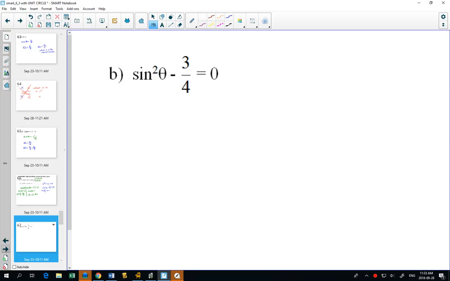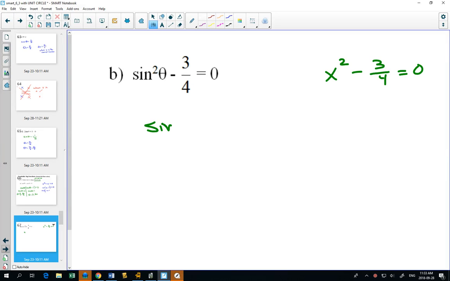How did you solve quadratic equations when there was just an x squared, what did you do? Did you factor? Or you put it to the other side and square root both sides? Awesome. So we could do that. I want to do something else, but okay, I'll be nice. I'll do something else in a bit. Okay? Sine squared minus 3 over 4.